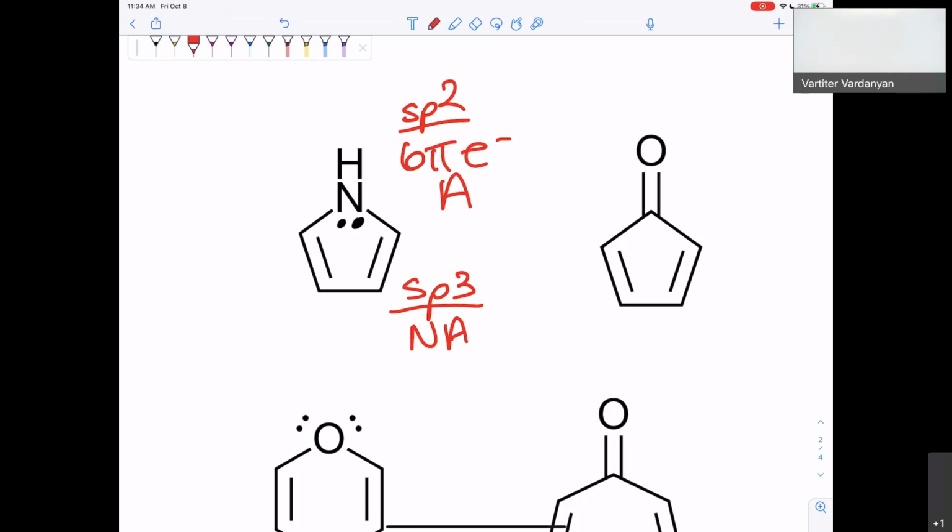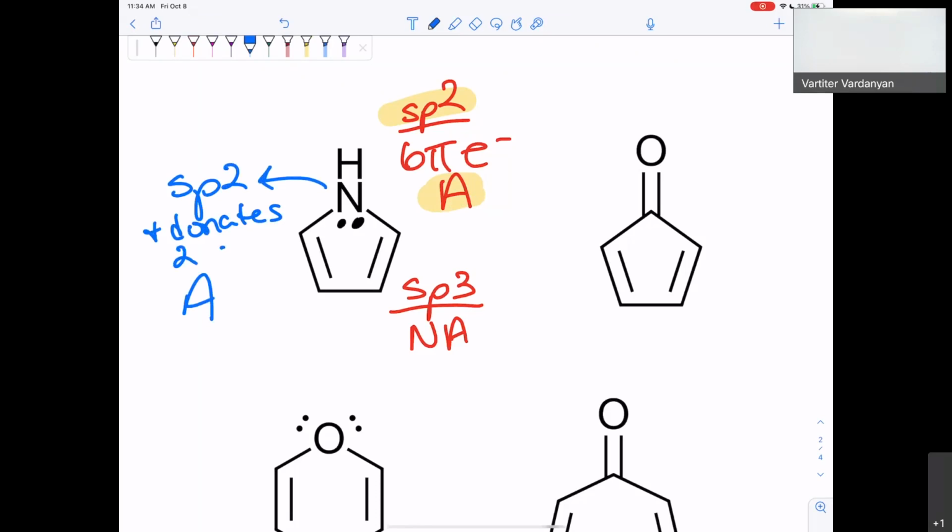So it's not always going to be anti-aromatic if it's sp2. It'll depend on the size of the molecule. So in this case, what's more stable, sp2 or sp3? sp2. So this time, the nitrogen will choose to be sp2, which will make this aromatic. And just so you know, it donates 2 electrons.